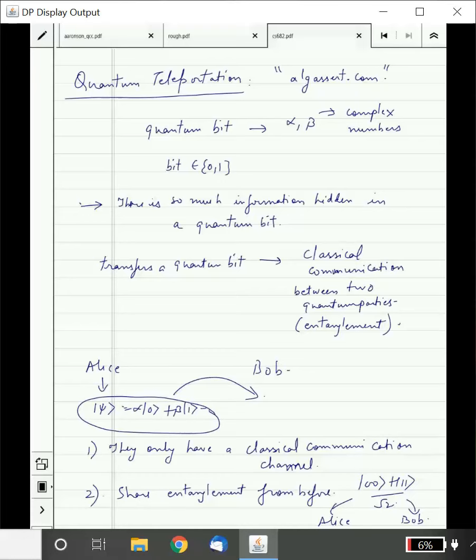Notice that it is not cheating that we already have an entangled state. The entangled state does not depend on psi. It is a fixed state which they might have shared before the protocol started. Now they are sitting far away. They have no way to figure out what psi will be given to Alice. But this protocol will show that whatever psi be, it can be transferred between Alice and Bob.